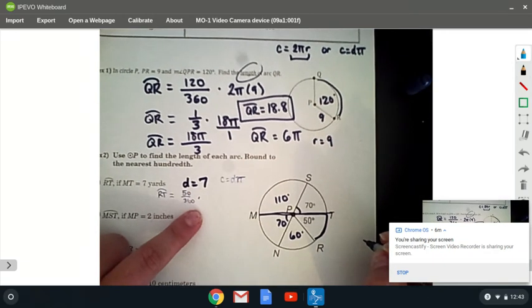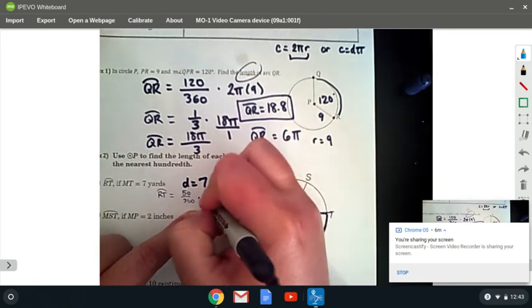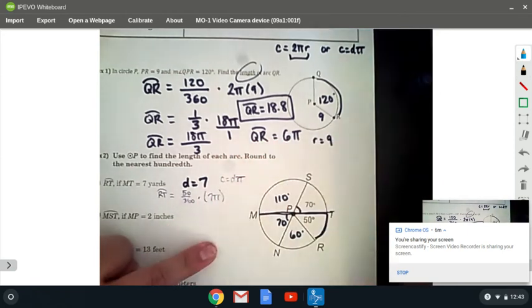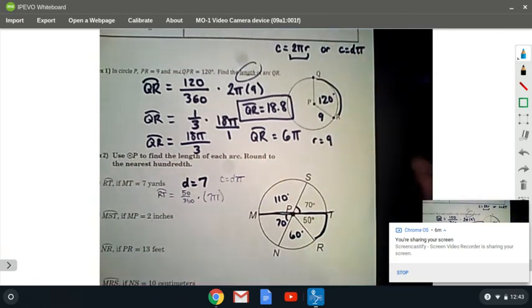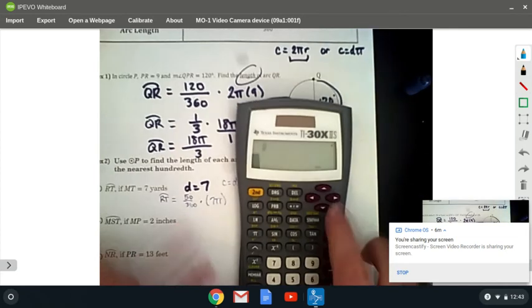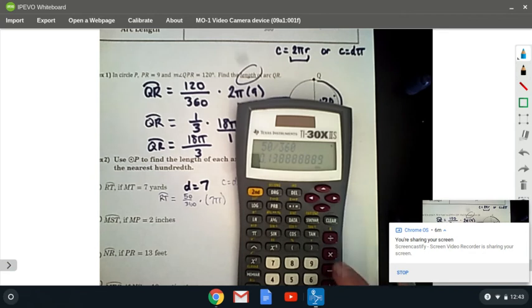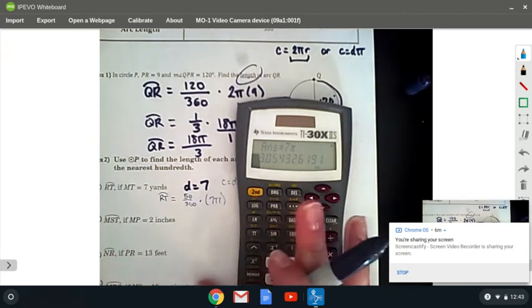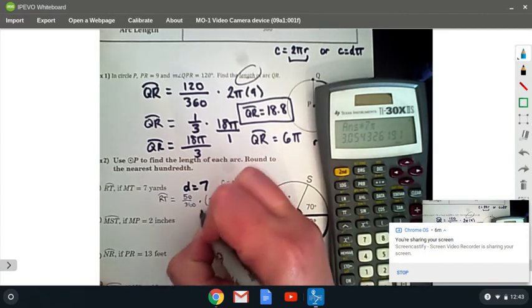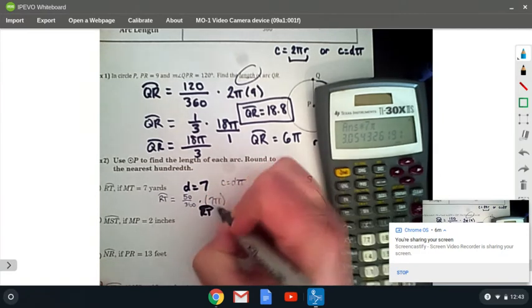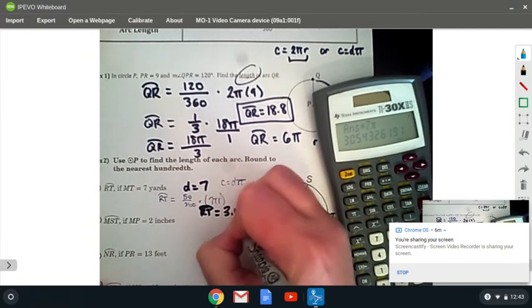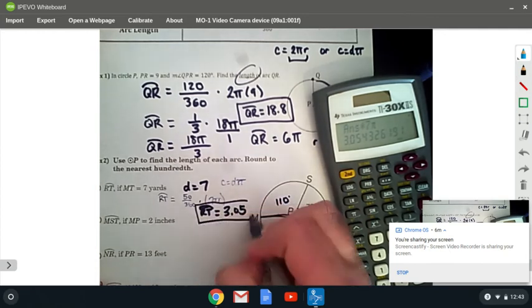That's our formula that we're going to use. Okay, so multiplying by D pi would be 7 pi. So now I'm going to go ahead and do this in my calculator. I'm going to do 50 divided by 360 and then times 7 pi. And that gives me 3.05 as my arc length.